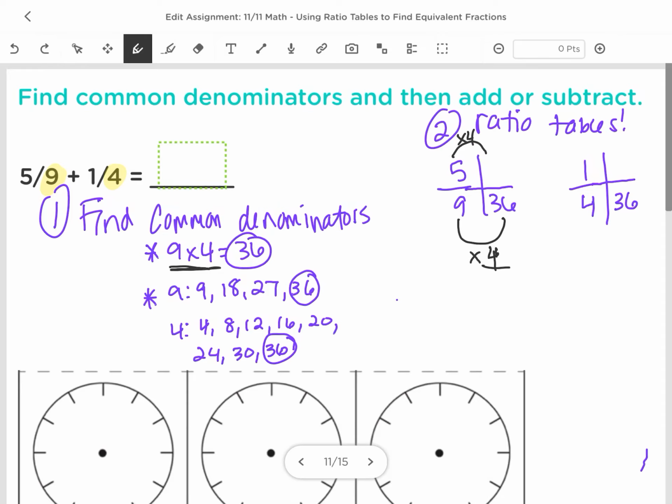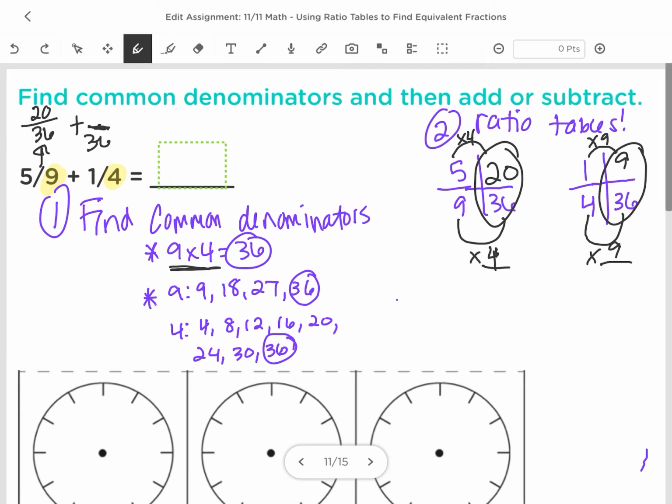So now I'm going to do 5 times 4, and I will get 20. That is going to be my new fraction for 5/9. So now I'm doing 20 out of 36 plus, let's find out, something out of 36. We just don't know our numerator yet. All right, so 4 times what gets me to 36? Again, I can look over at my work and I see that, well, 4 times 9 gets me to 36. Whatever I do to the bottom, I have to do up top. So 1 times 9 is 9. There is my new fraction.